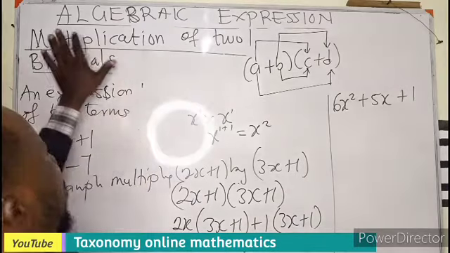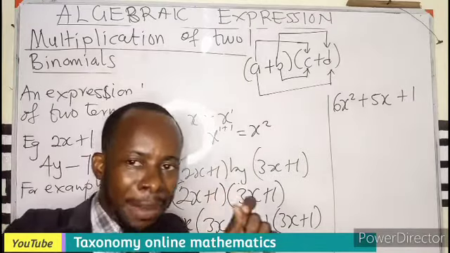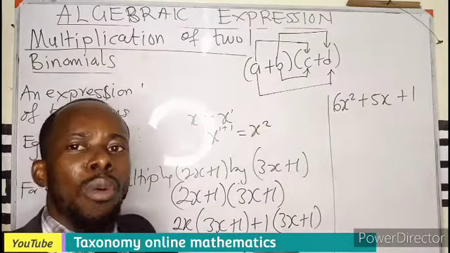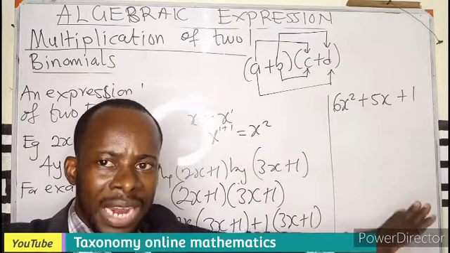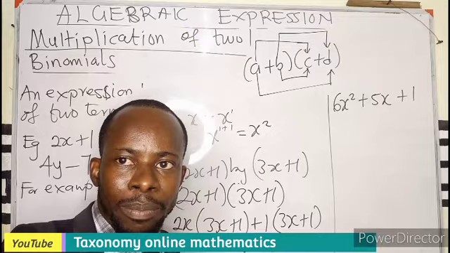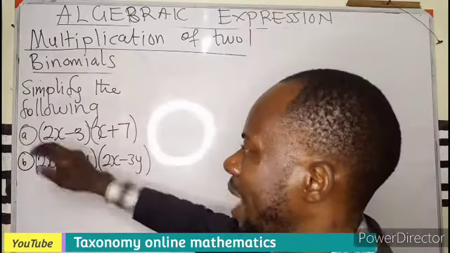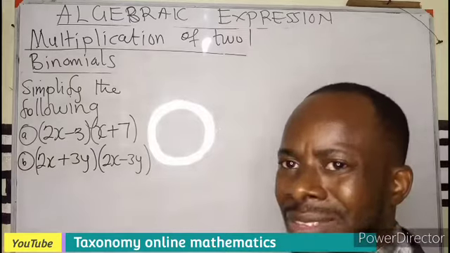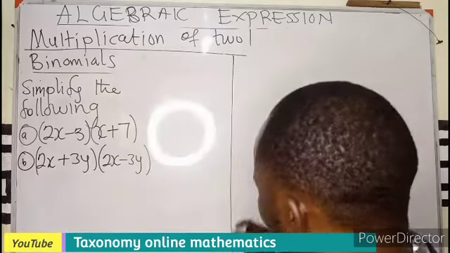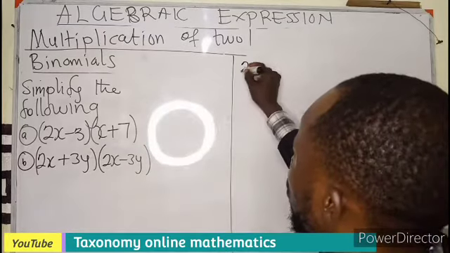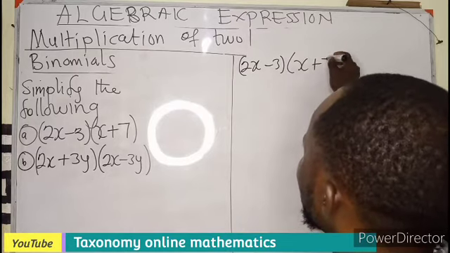So under multiplication of binomial, all you need to know is that each term in the first bracket multiplies each term in the second bracket. I believe it's clear. Good. Let's take another example. Okay, so the first one, we have 2x minus 3. So if we want to solve that, we can have 2x minus 3, x plus 7.